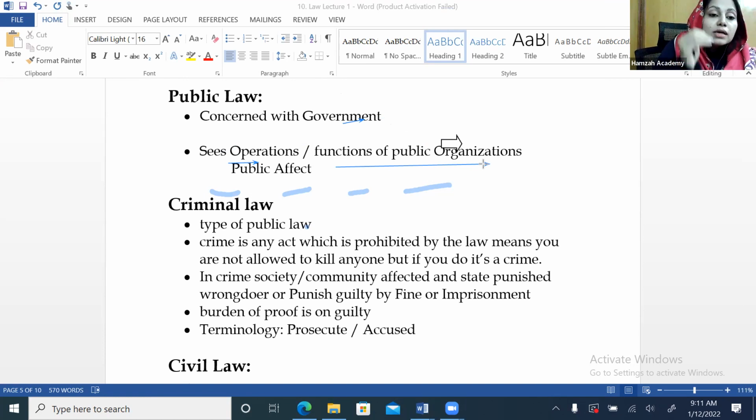In private law, the state only gives you the set of rules, and by following those rules you have to resolve the dispute. The state does not involve itself. But in public law, as the whole public will be affected by the act, the state will get involved and resolve the dispute. Clear? This public and private law is clear.